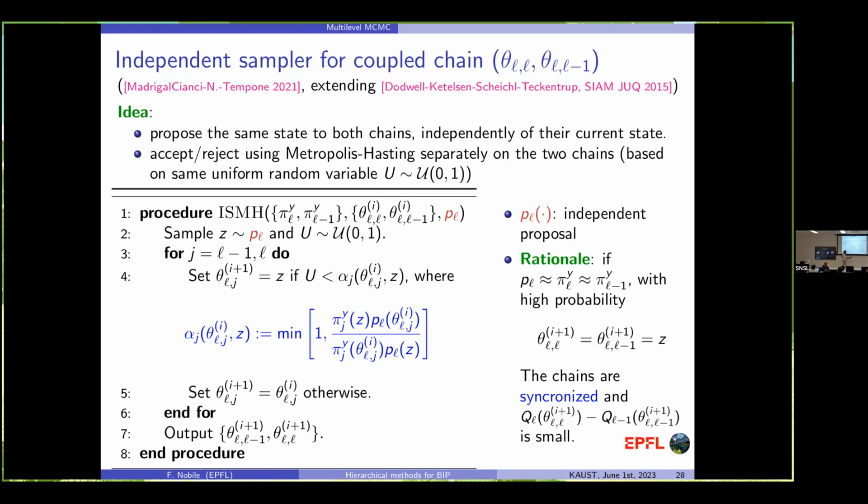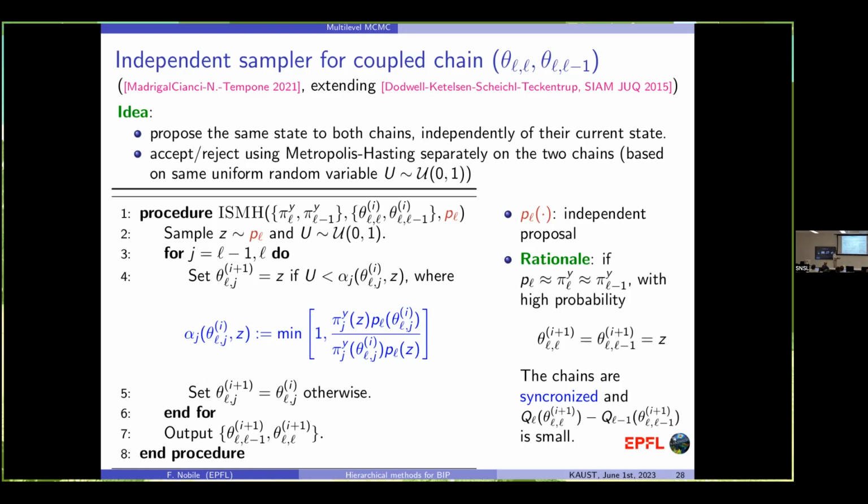And in that case, this difference here will be very small, because this is QL minus QL minus one evaluated on the same state. So here you see the discretization in the quantity of interest, and it goes to zero, okay? So essentially, whenever the two chains accept, that's good. I mean, the difference is small.